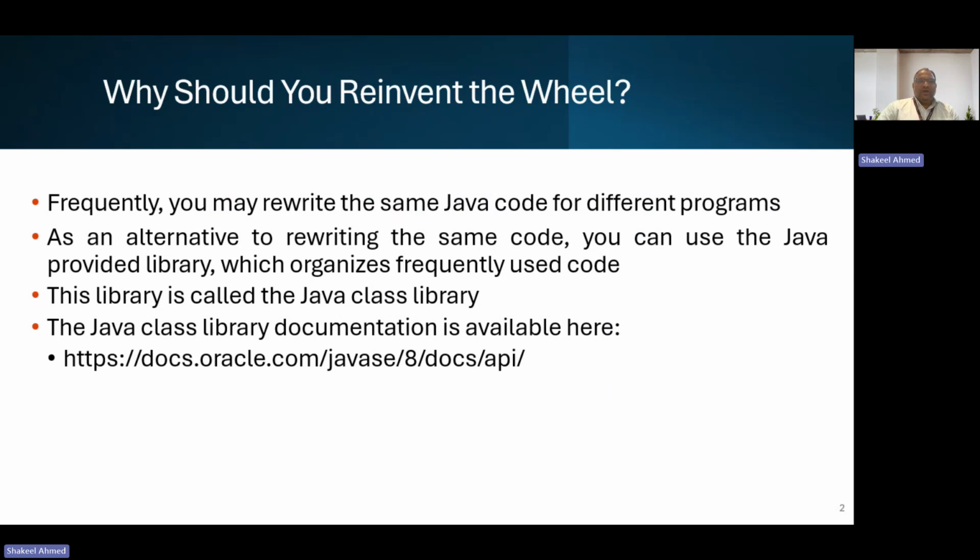So if you want to have a look at this library, you can go to this particular link URL to get the details about the different APIs that are available. The library in Java is what we call the Java class library. And as I mentioned to you, you can just go to this link to get the complete list of APIs.